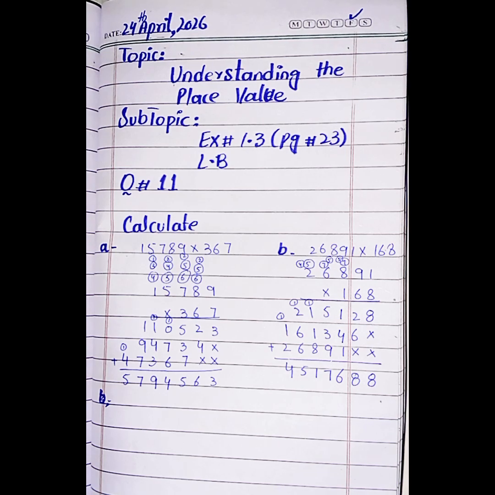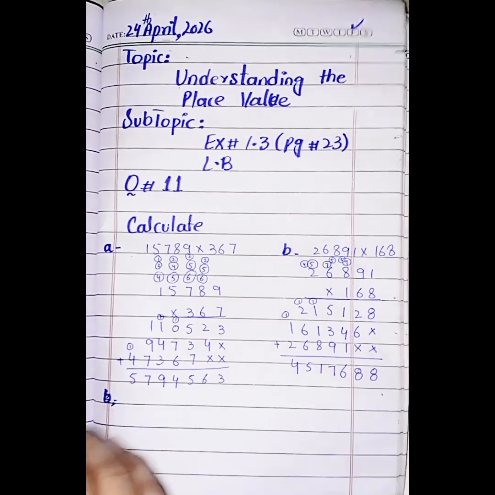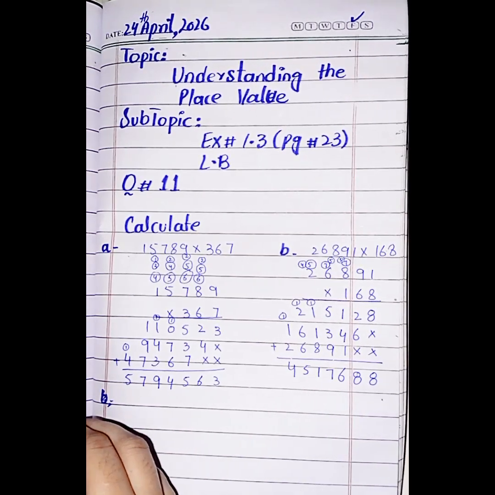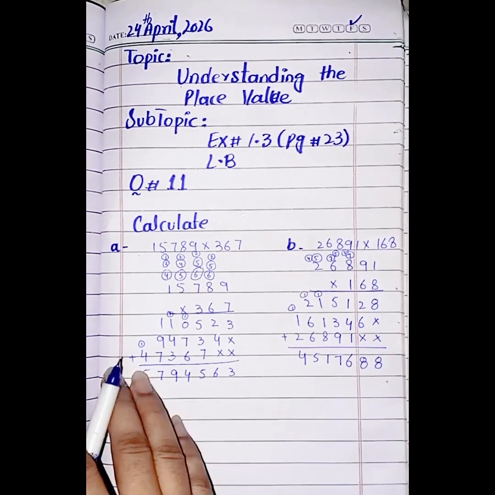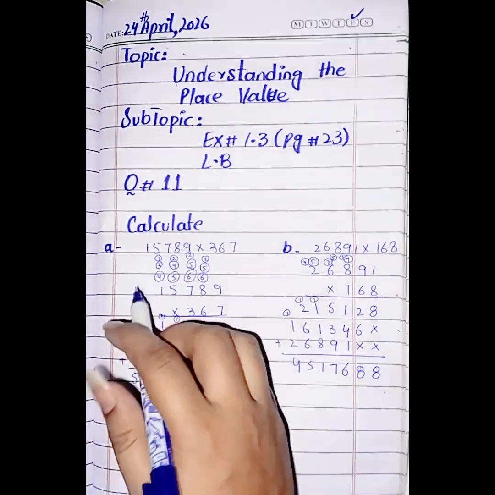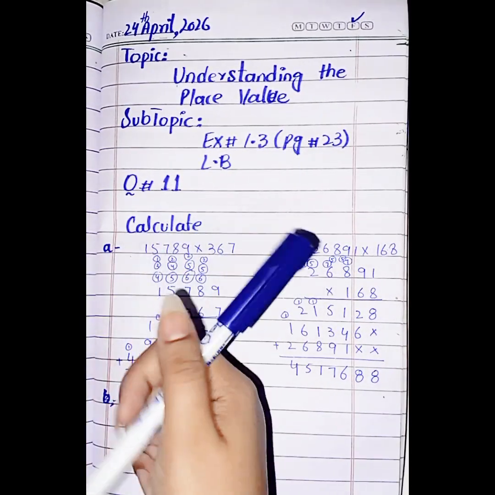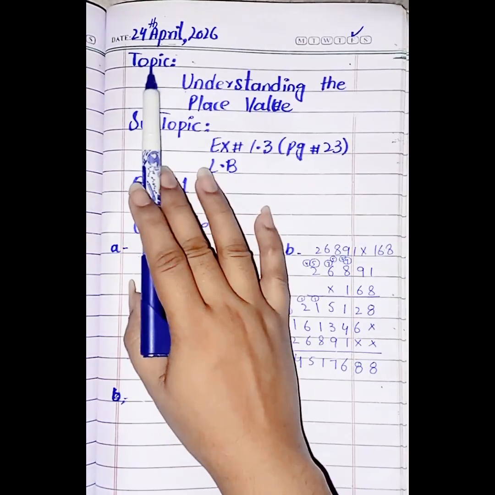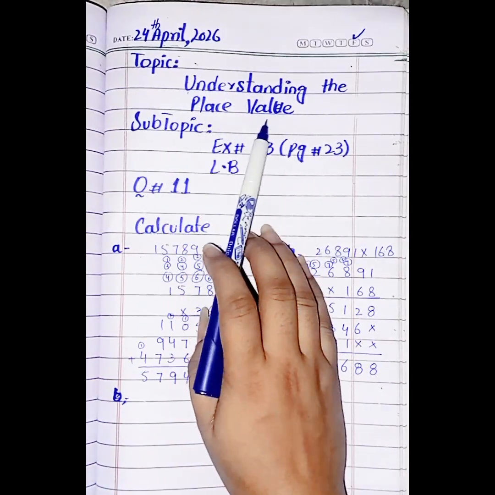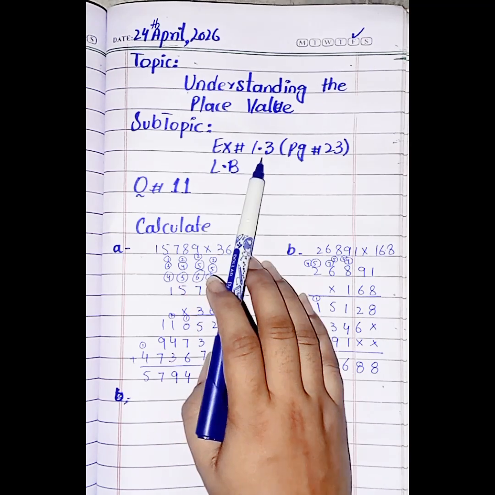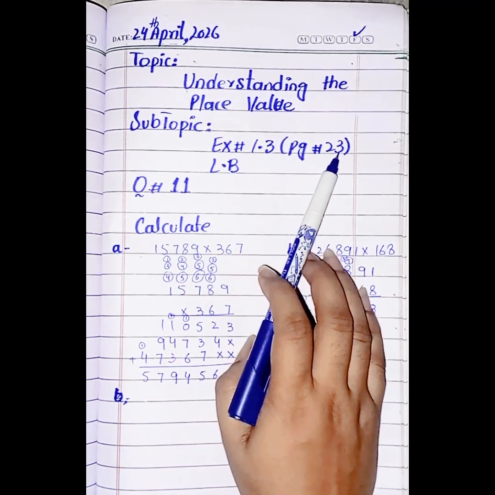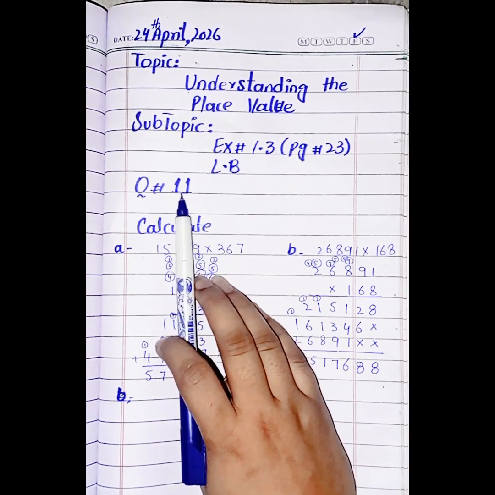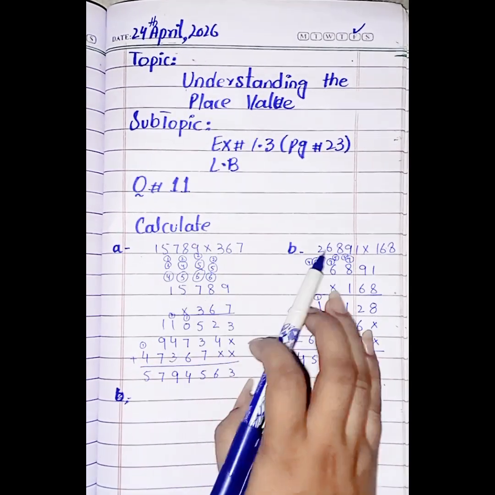So grade 5 students, in the last lecture we learned about multiplication and we did our question numbers 8, 9 and 10. Now we are going to solve our next question, which is also about multiplication. Our topic is understanding place value and our subtopic is exercise 1.3, which is on page number 23 of our learner book. Our question number 11 is to calculate these numbers.